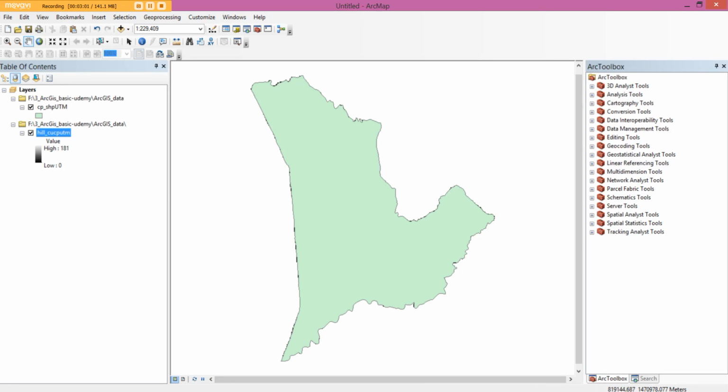And once that is done, as you can see, I have read in these data CP_shape UTM and hill CUCP UTM, and they are in UTM, and as you can see, these values are in meters, and essentially if I want, I can also convert them back into geographic coordinate systems, and there are actually quite a few coordinate systems that one can explore, and of course you can play around with the different conversions depending on the data that you are using.